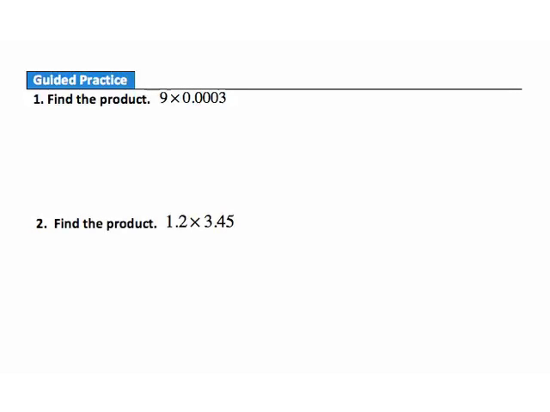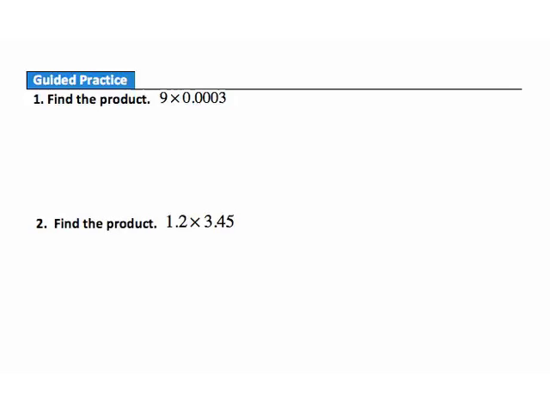Now it's time to check your understanding of multiplying decimal numbers. Hit pause on your video player and answer these guided practice questions. When you're done, hit play to see how you did. Question 1. Find the product of these two numbers.